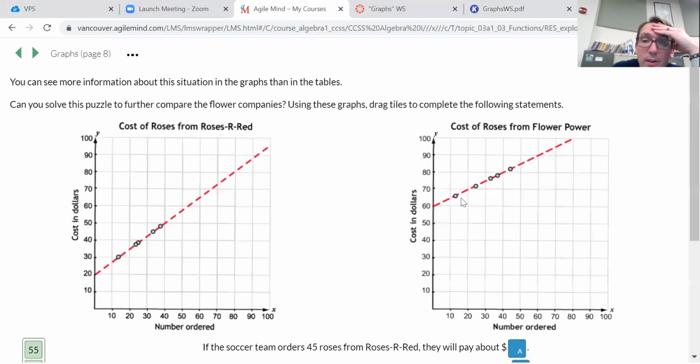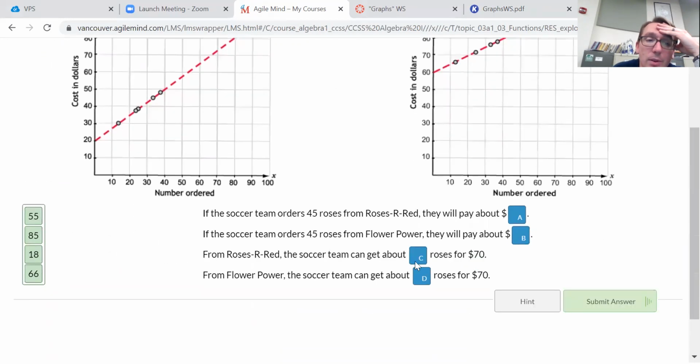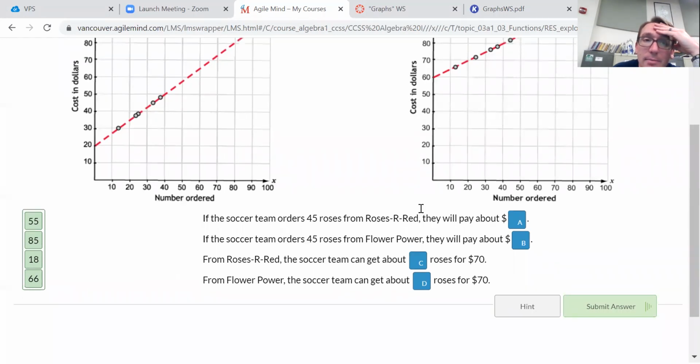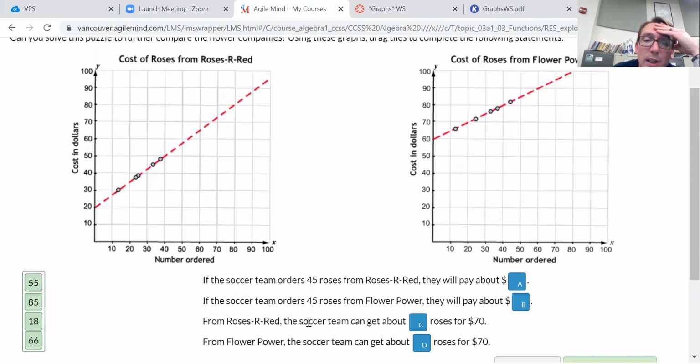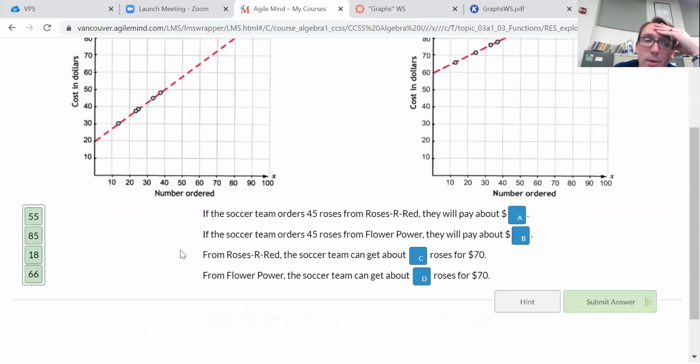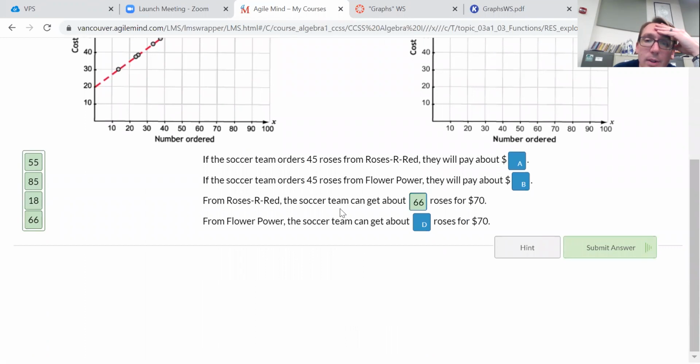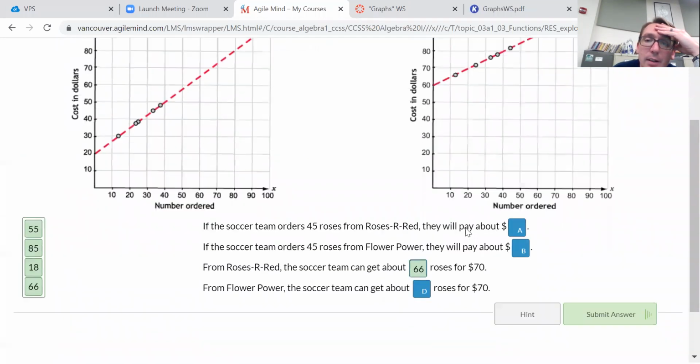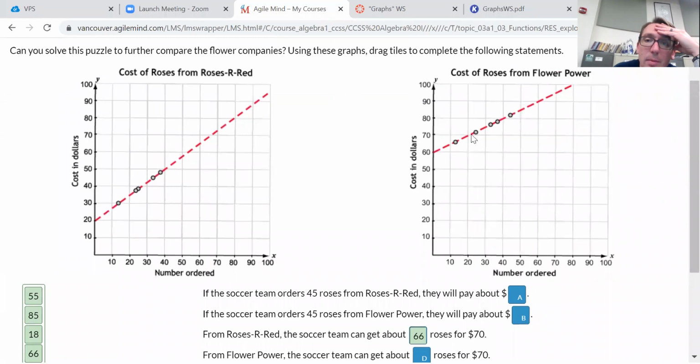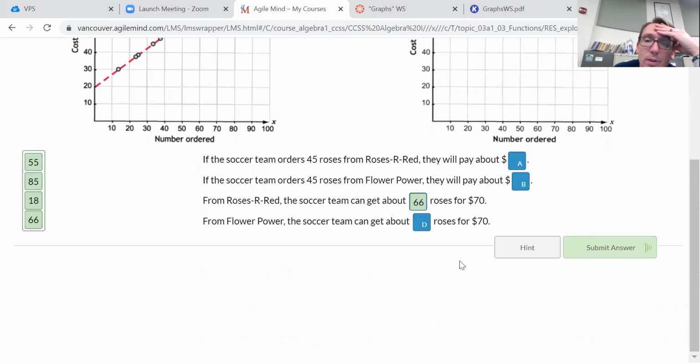If you're just going to copy theirs, then they've thought a little further in advance than us. You can see more information about this situation. Okay, 70 roses. Hey, look, they have different numbers than us because we're guessing. But roses are red, $70. Let's see, that's here. $70 is going to be about 60 something roses. 66 looks good. Flower power, $70. $70 is going to be about just over 20 roses, or just near 20 roses.